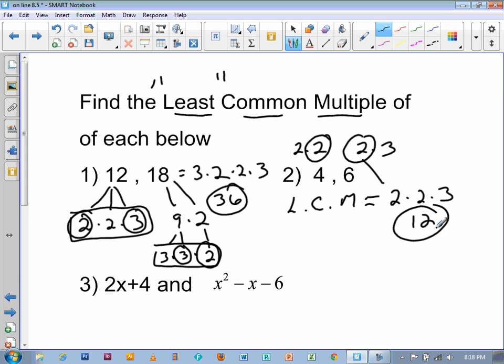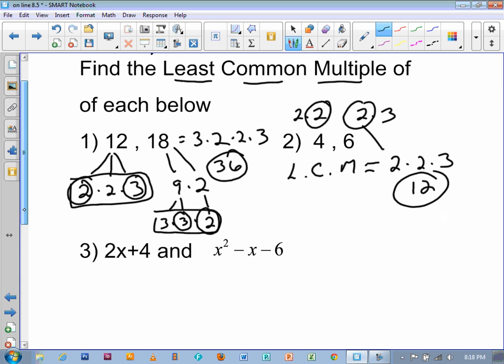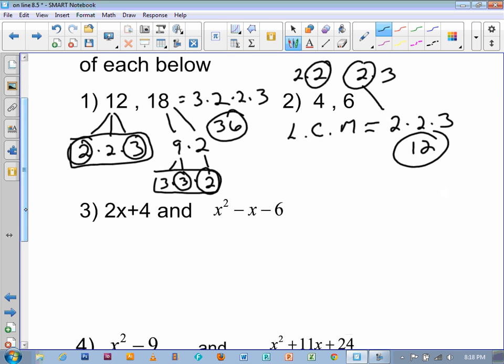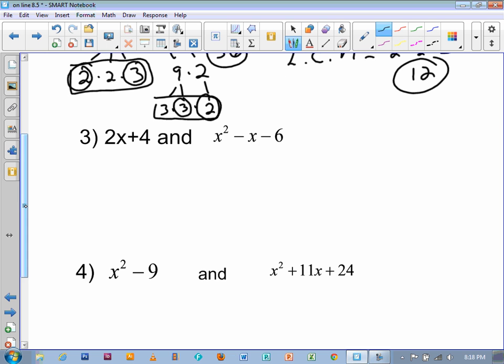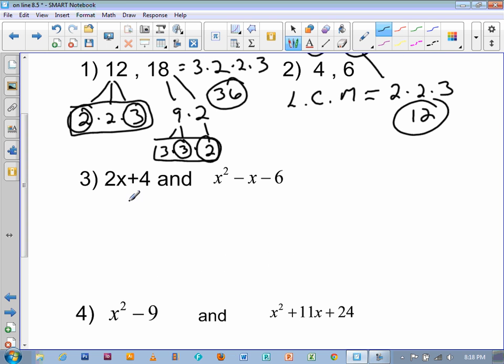Now, again, why am I showing you this? Not trying to make this more difficult than it is. We have to be able to do this technique that I just demonstrated with polynomials. In problem 3, for example, I have 2 polynomials, and I cannot find the LCM, or the least common multiple, of both without factoring, as I did up there.